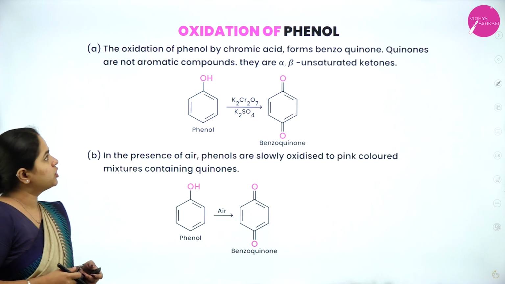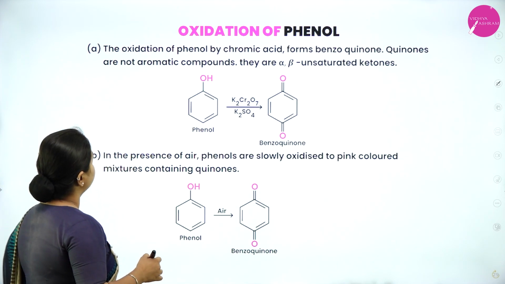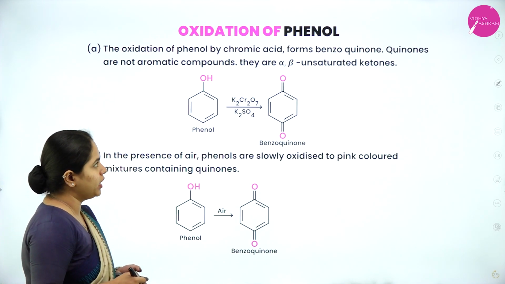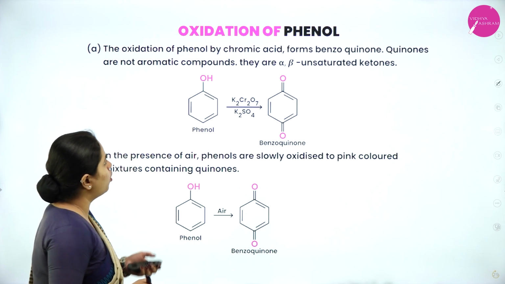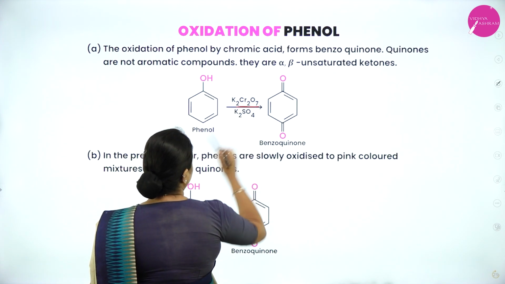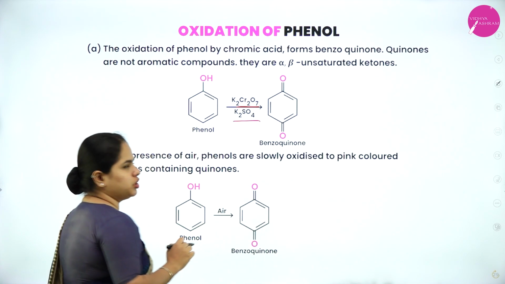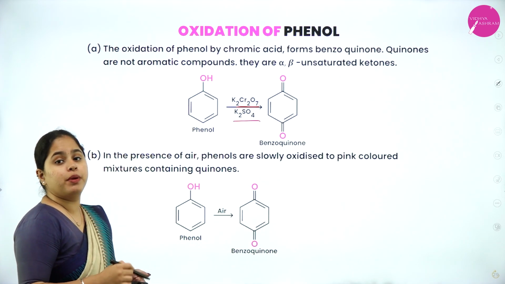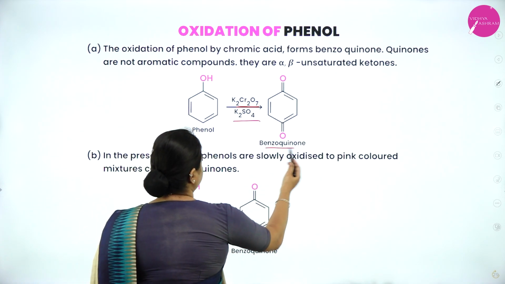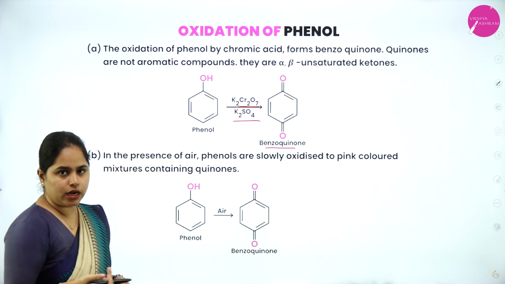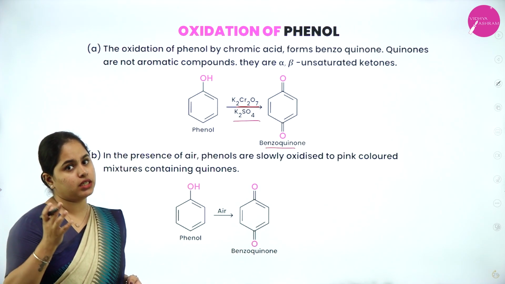Right. So the next reaction is oxidation of phenol. The first one is oxidation of phenol by chromic acid forms benzoquinone. Chromic acid is a mixture of K2Cr2O7, potassium dichromate, and sulfuric acid. So it forms benzoquinone. This is the structure of benzoquinone. So quinones are not aromatic compounds. They are alpha beta unsaturated ketones.